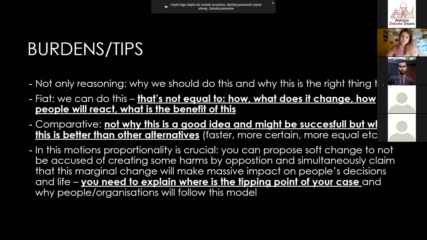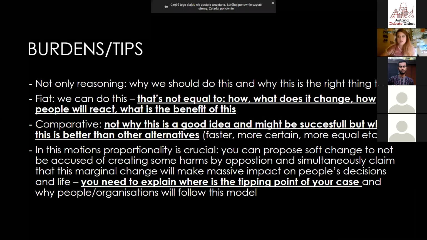Burdens and tips in these types of motions. So this is something which is not from the manuals, but something which I wrote, so you can pay more attention to this slide. It's not only reasoning why we should do this and why this is the right thing to do. A lot of things might be done and a lot of problems might be solved. Your responsibility in this motion is why this particular thing is the right thing to do and what kind of outcomes and consequences need to be dealt with.